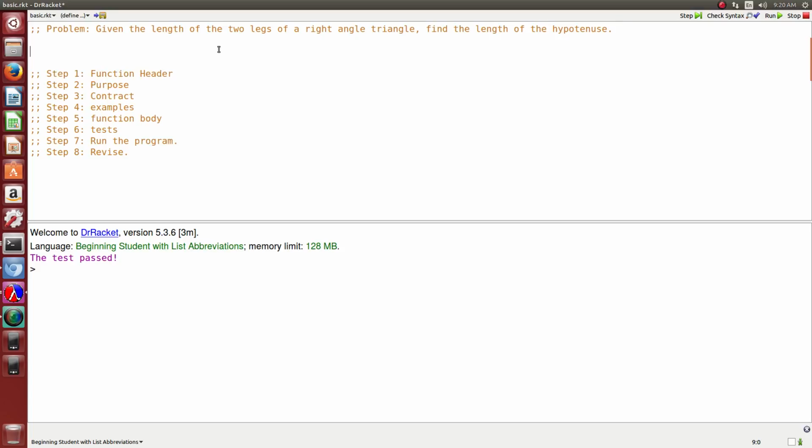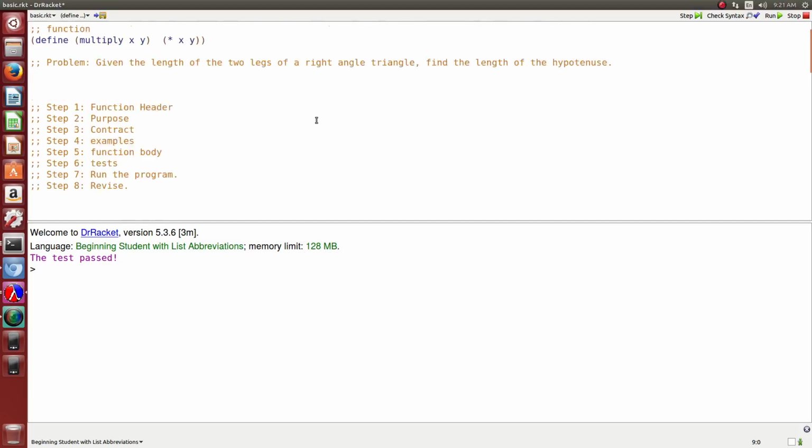Anyways, let's look at this process for actually figuring out what the function is and well documenting it. The first thing is the function header. This is going to be basically how anybody would call the function. So if you remember from the previous video, we defined multiply. That right there is the function header.